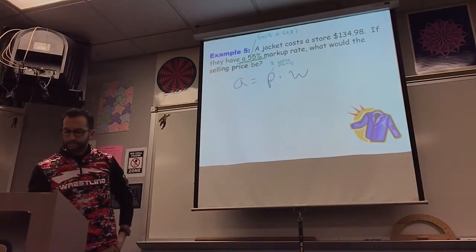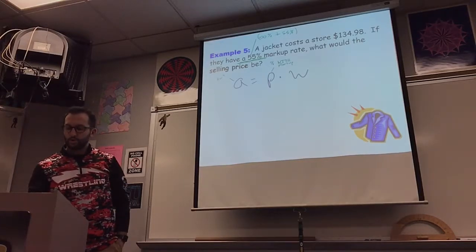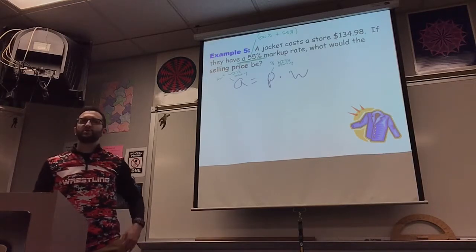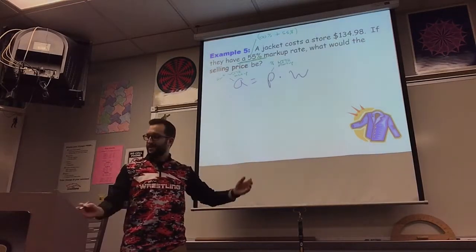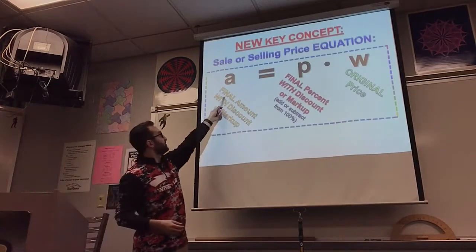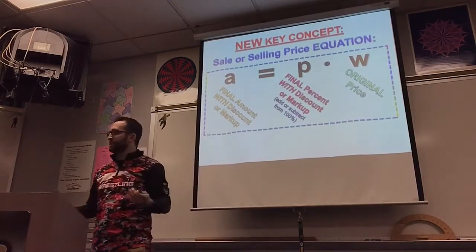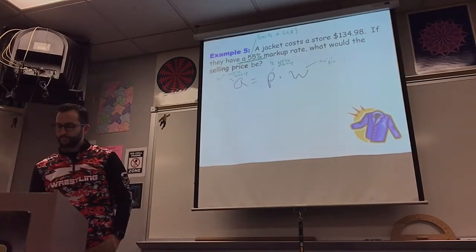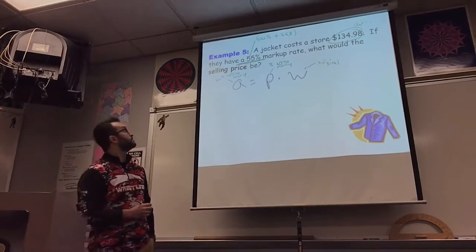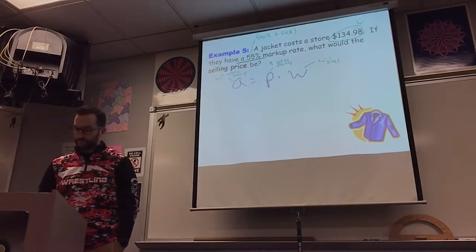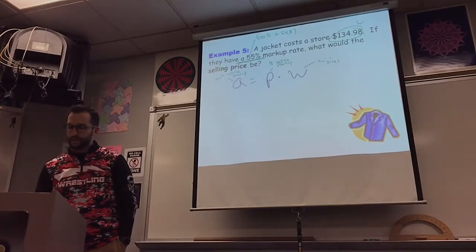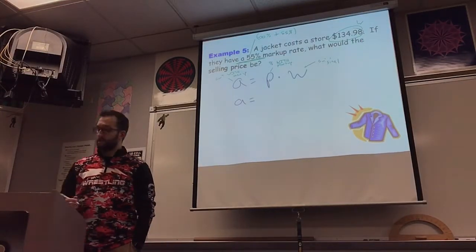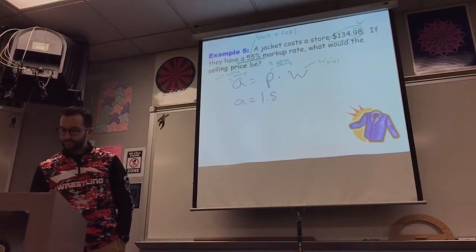A is then going to be the amount with markup, also known as the selling price. Look back up here, the final amount with the markup. That's how much they would sell it for. And of course, W is going to be the original. So that's W. So what am I going to plug in for P this time? 1.55 times 134.98.